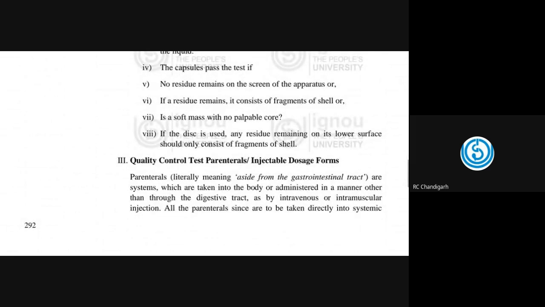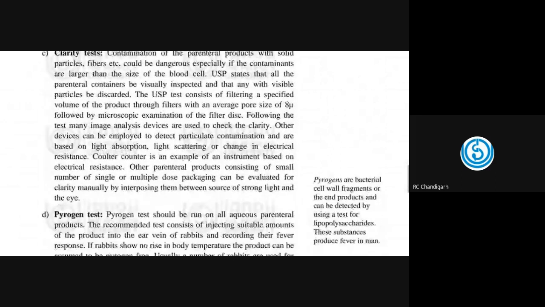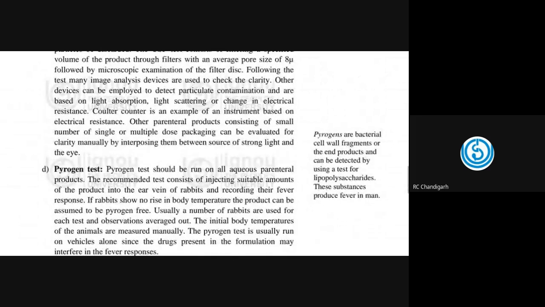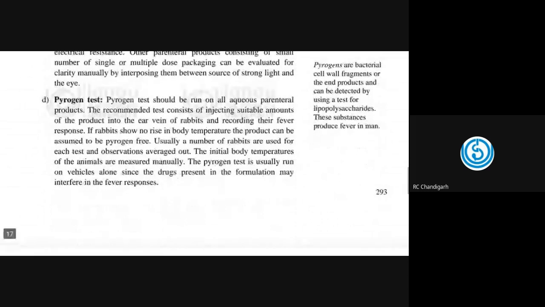Then quality control tests for parenteral or injectable dosage forms. Parenteral literally means aside from the gastrointestinal tract. So any drug which is not taken orally is called a parenteral drug. It is tested by sterility test, leaker test, clarity test, and pyrogen test. Pyrogen means anything that can cause fever.